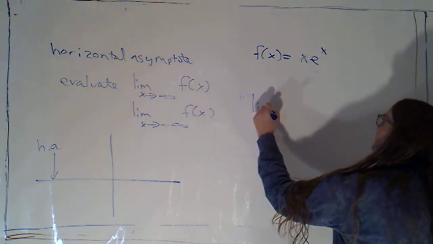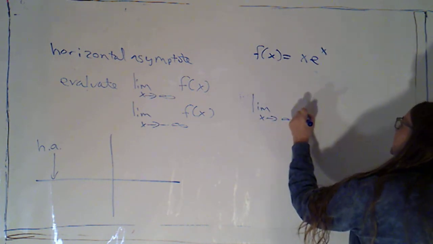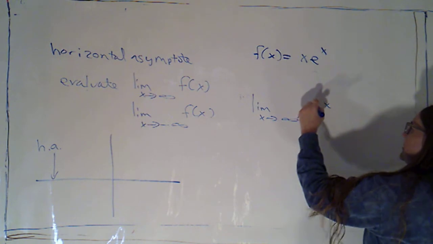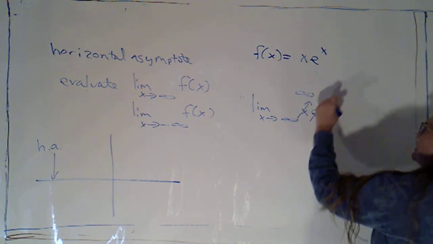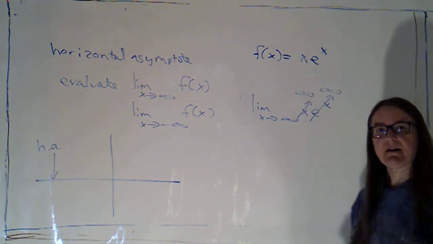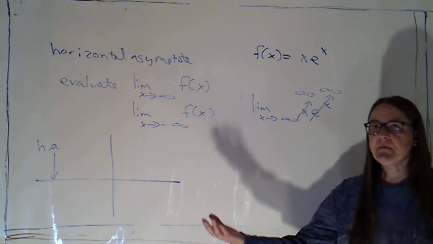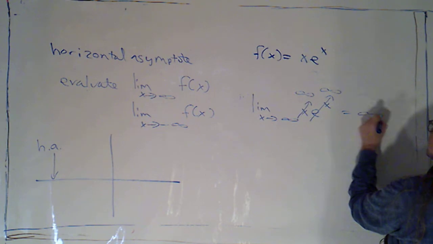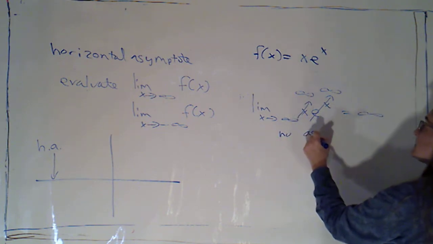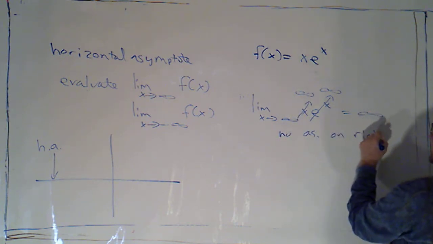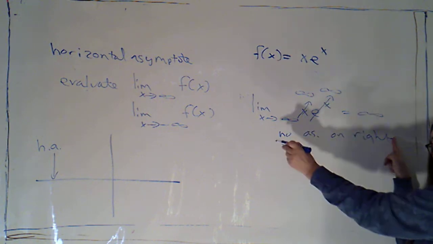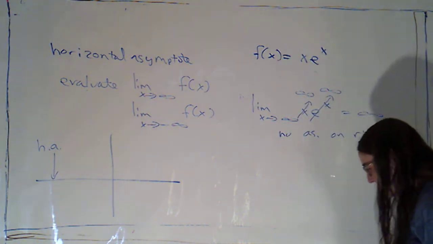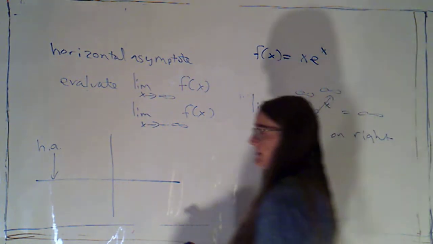So I would say, what's the limit as x goes to infinity of x times e to the x? Well, x is going to infinity. E to the x is going to infinity. Big times big is big. Positive times positive is positive. This is going off to infinity. So there's no asymptote on the right-hand side. But I do want to see that work for you checking it. Okay, so that's our horizontal asymptotes.